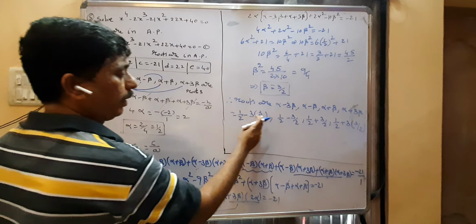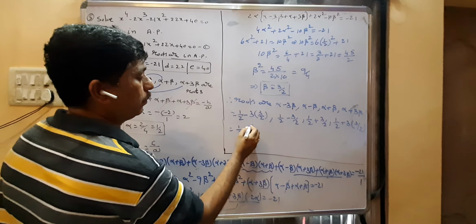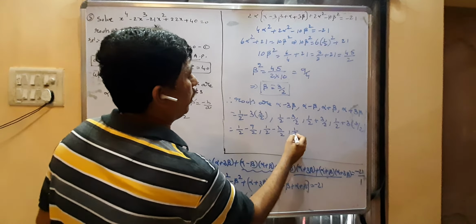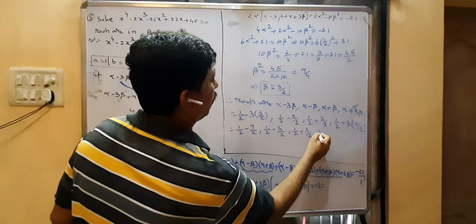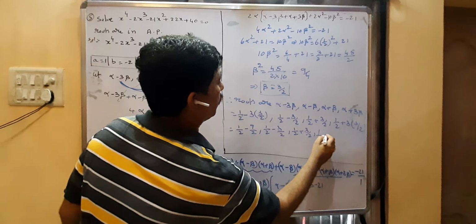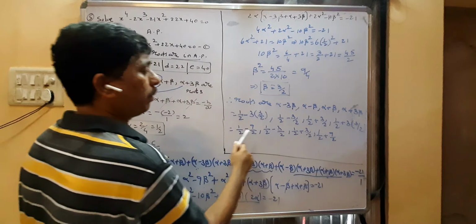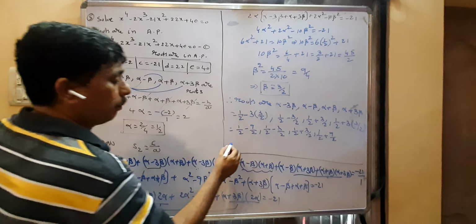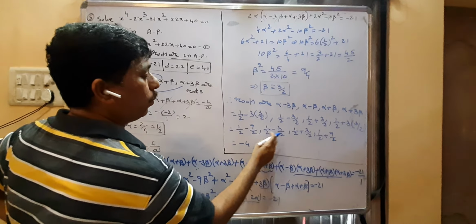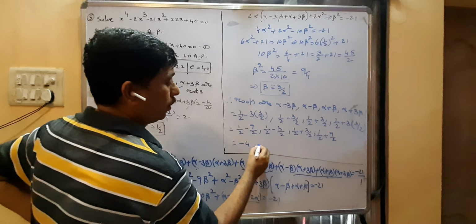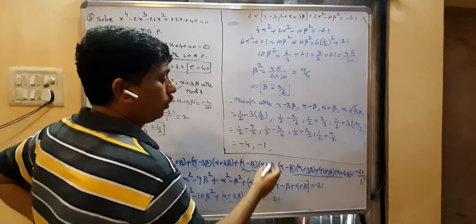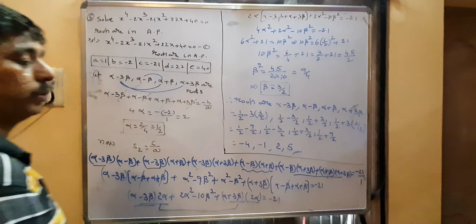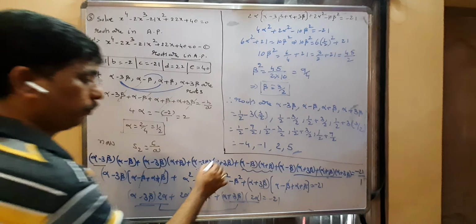3 into 3 is 9. So 1 by 2 minus 9 by 2, 1 by 2 minus 3 by 2, 1 by 2 plus 3 by 2, 1 by 2 plus 9 by 2. These denominators are the same, so like fractions: subtract the numerators. 1 minus 9 is minus 8, by 2 is minus 4. 1 minus 3 is minus 2, by 2 is minus 1. 1 plus 3 is 4, by 2 is 2. 1 plus 9 is 10, by 2 is 5. Those are our roots. That is the problem.